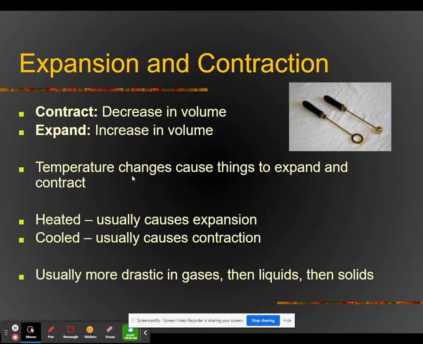And an interesting thing we've figured out over the years is that temperature changes tend to cause things to expand and contract. Things that are heated usually expand and get bigger. Things that are cooled usually contract and get smaller.